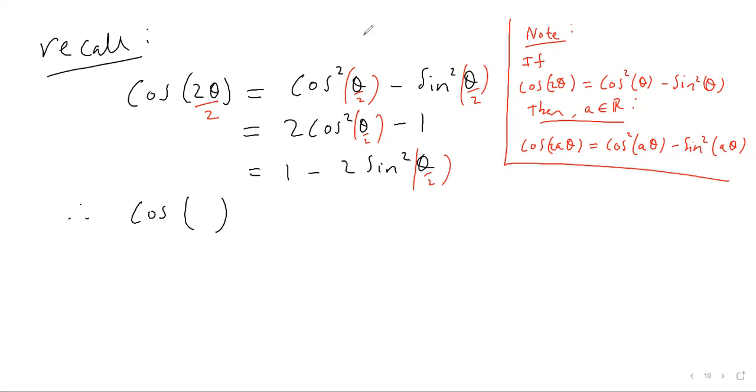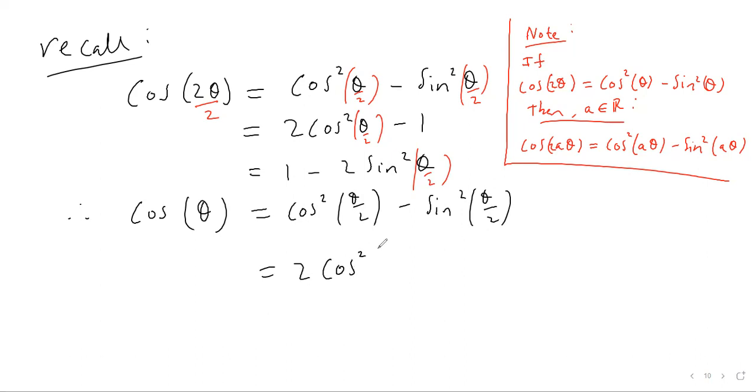So what I'm trying to say here is that 2 divided by 2 is 1. So cos theta is the same as cos squared theta over 2 minus sine squared theta over 2. And again, using the formulas we used yesterday, that's the same as 2 lots of cos squared theta over 2 minus the number 1, and that's the same as 1 minus 2 lots of sine squared theta over 2.